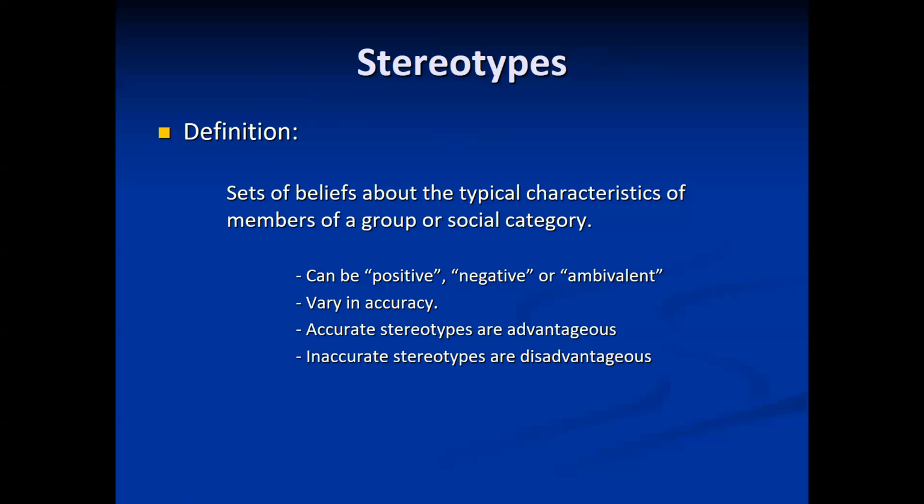Negative stereotypes are insulting beliefs about a social group. For example, the belief that student athletes are unintelligent. Ambivalent stereotypes consist of a mix of complimentary and insulting beliefs about a group. For example, the belief that business executives are intelligent, but cold-hearted.